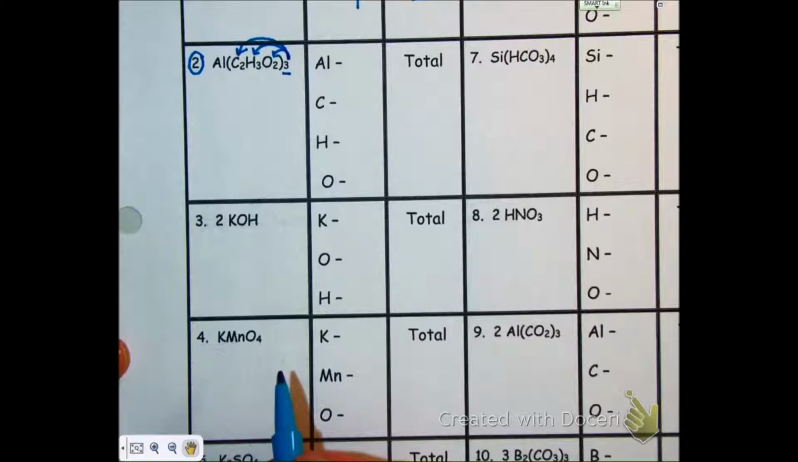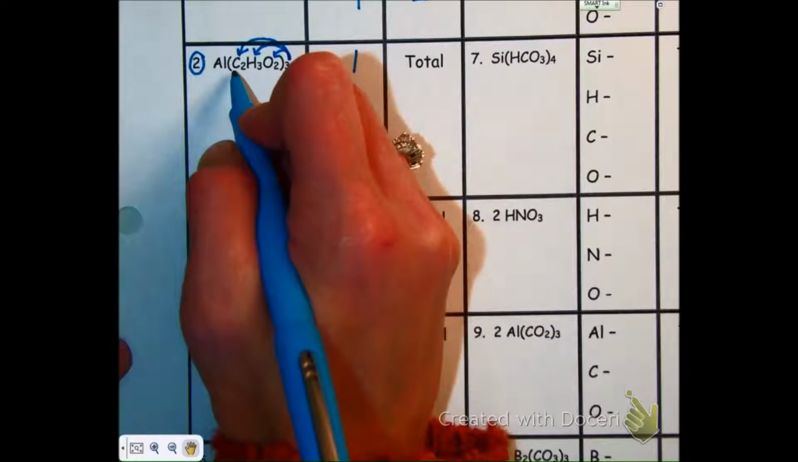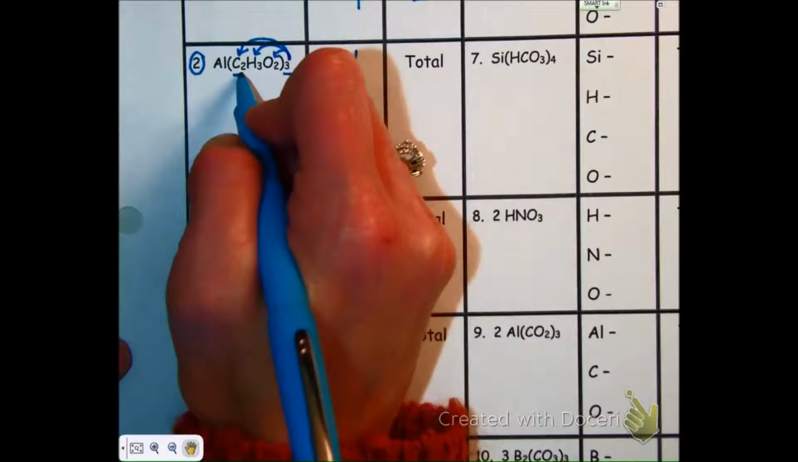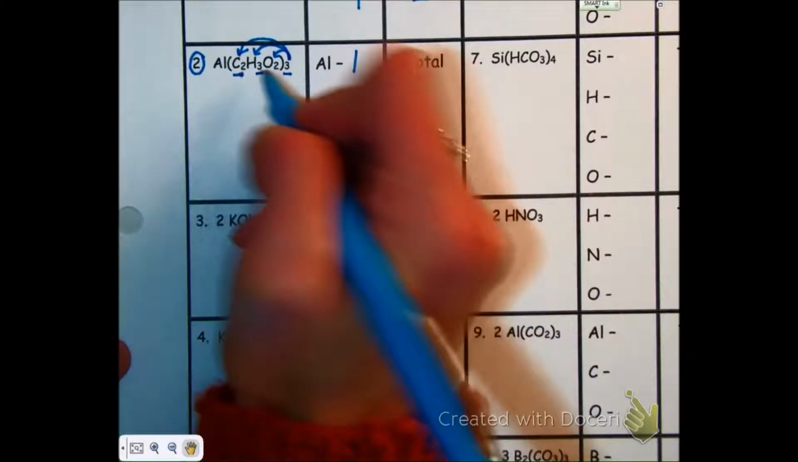Okay? Then I'm going to multiply the elements inside of my parentheses by my subscript. I have 2 carbon already inside the parentheses. I need to multiply that by the subscript outside. 2 times 3 is how many carbon? Okay. 6 carbon. Then I'm going to do the same thing to the hydrogen. I already have 3 hydrogen within the parentheses. I'm going to multiply that by the subscript outside of the parentheses. 3 times 3, Hunter? 3 times 3. 9.